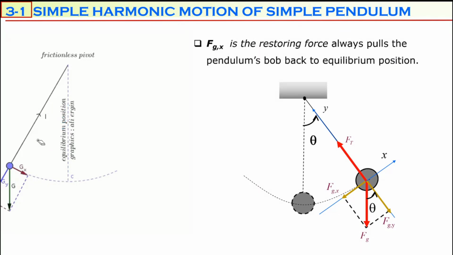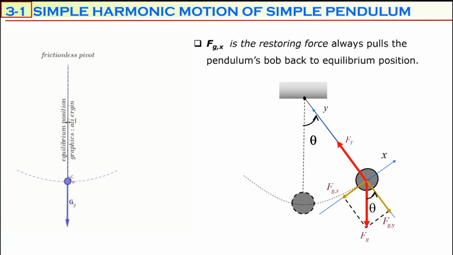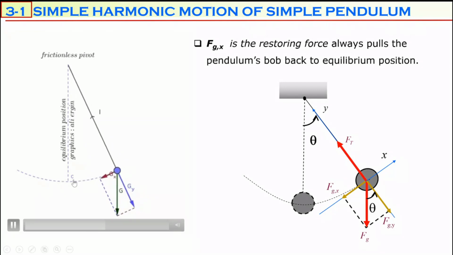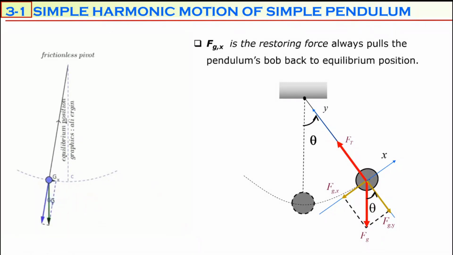So when it's swinging, how is Gx changing? As the angle decreases, Gx also decreases. Angle becomes 0, Gx is 0. Now displacement is on the right side, Gx pulls the object back to the left. So this Fgx is the restoring force which causes the vibration of this simple pendulum about this equilibrium position.